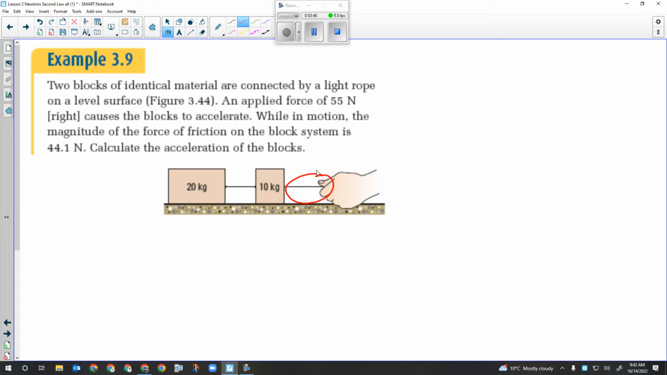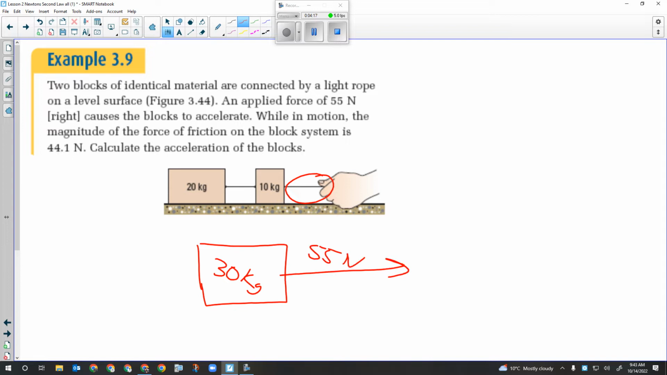In this question, they say it's of identical material, connected by a light rope. An applied force of 55 newtons causes the blocks to accelerate. While in motion, the magnitude of the force of friction on the block system, so that's the whole thing, is 44.1 newtons. Calculate the acceleration of the blocks. So really, I can simplify this and just say 30 kilograms is being pulled this way by 55 newtons, and this way by 44.1 newtons, because that's really, in a nutshell, what's happening.